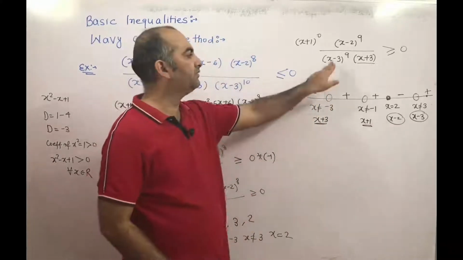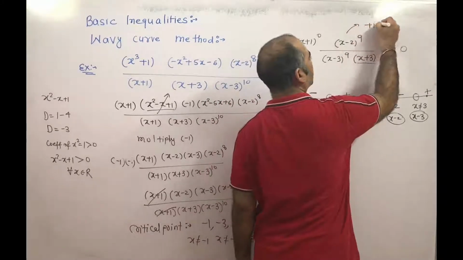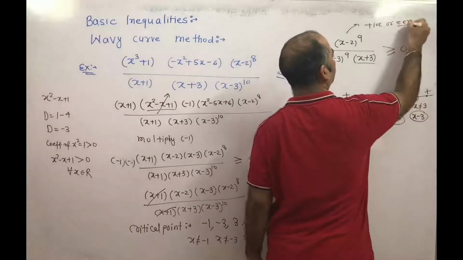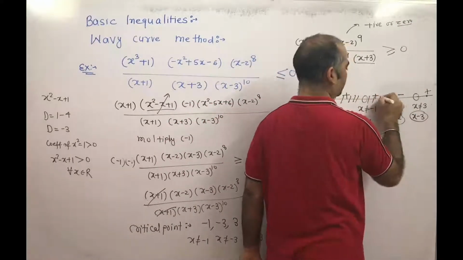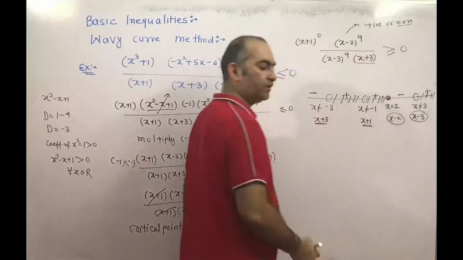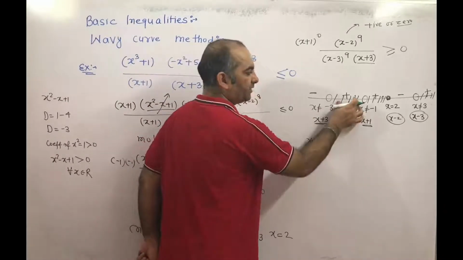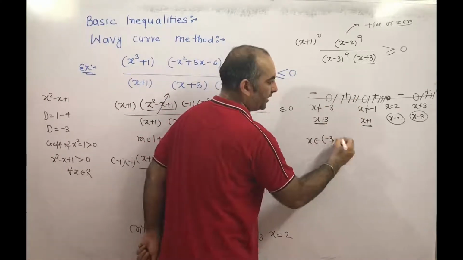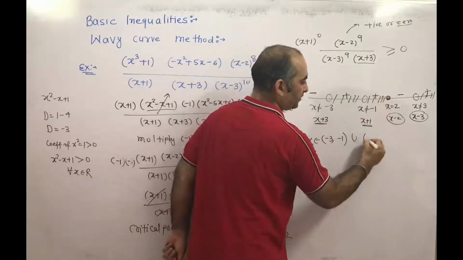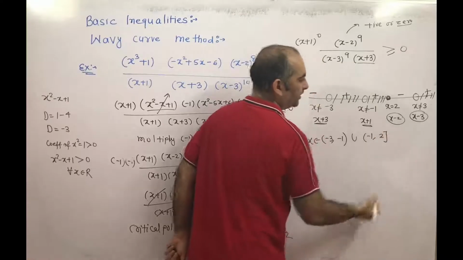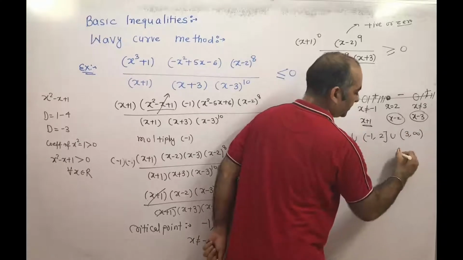And then this side should be greater than or equal to 0, that means positive or 0. So positive here, this portion, and this portion. This portion is not your solution. So x belongs to this portion: minus 3 is not included and minus 1 is also not included. Union, this portion: minus 1 to 2, where 2 is included. Union, then this portion: open bracket 3 to infinity. This is your answer.